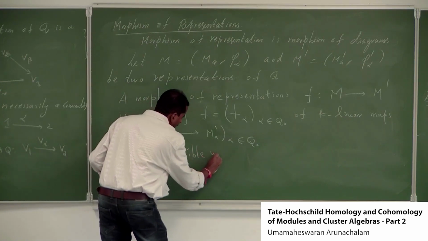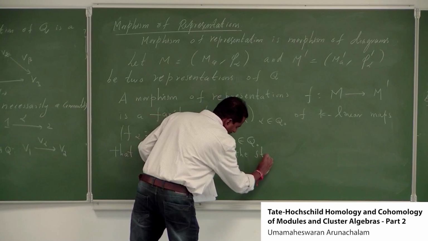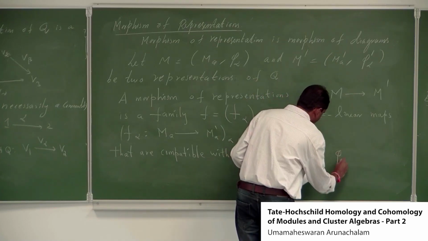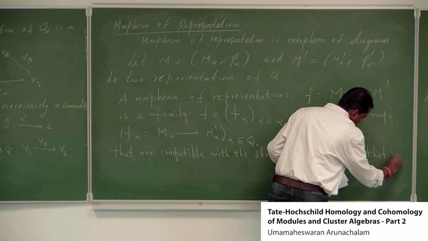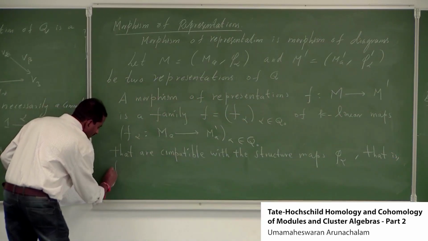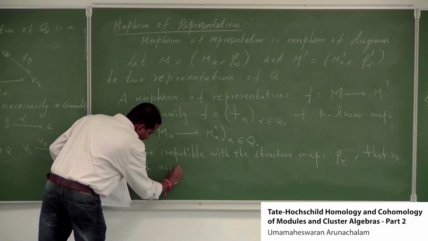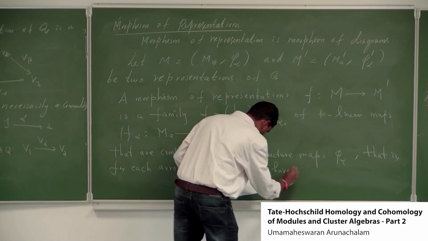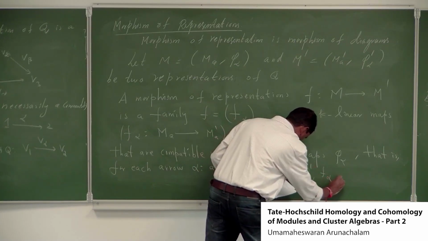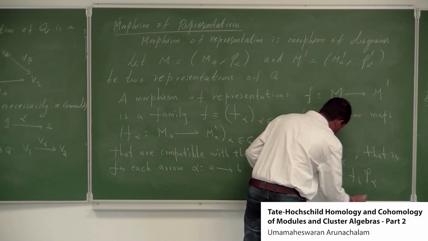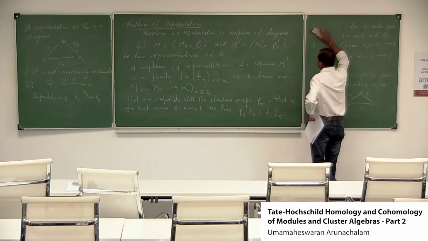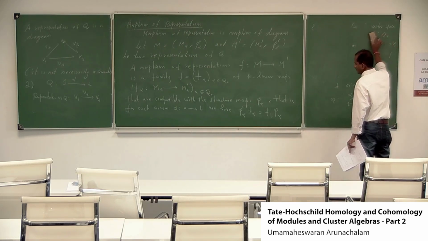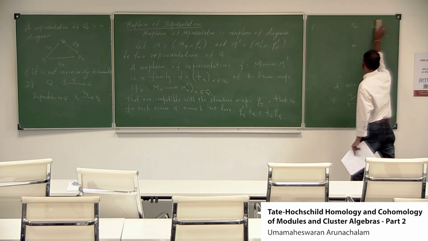Compatible with the structure maps pi_alpha means for each arrow alpha, a mapping from a to b, we have pi dash alpha f_a equal to f_b pi_alpha, that is, the following diagram is commutative.